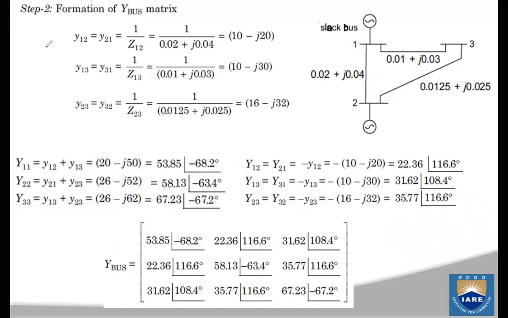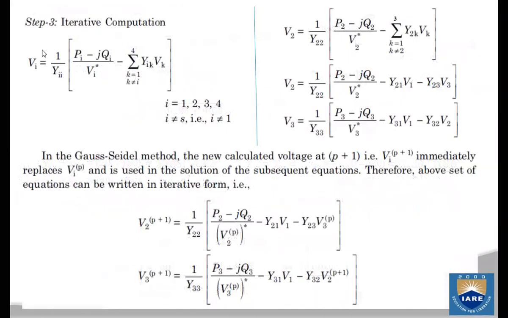Then after forming the Y bus, next go to the third step. Here you have to start the Gauss Seidel iteration process. You have to calculate the voltage, and the voltage is to be calculated by using the expression.